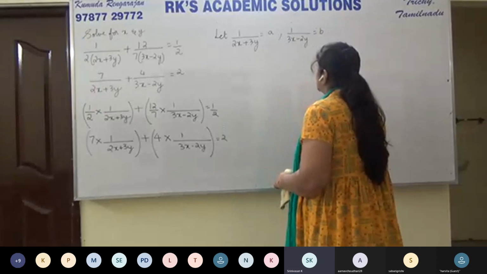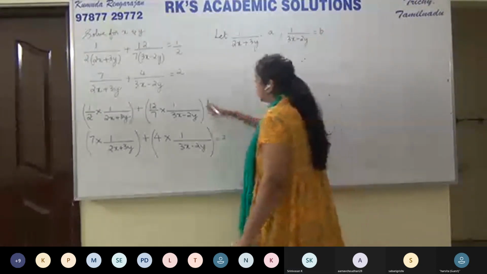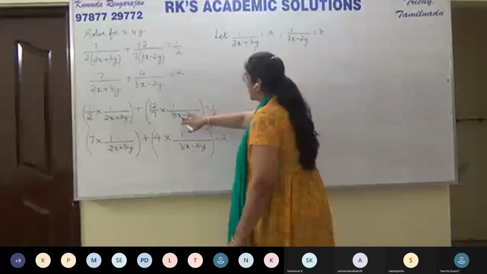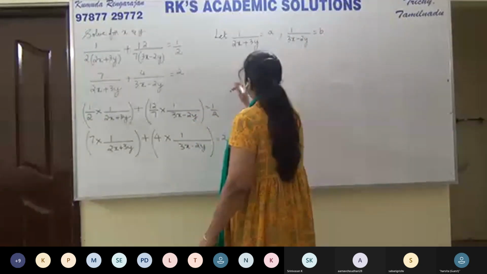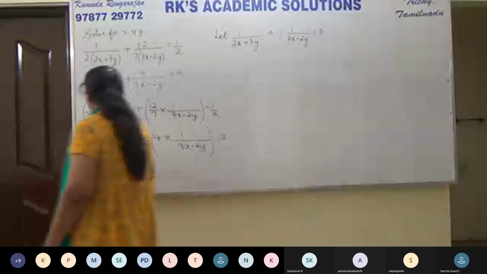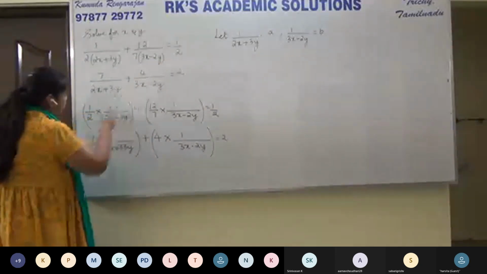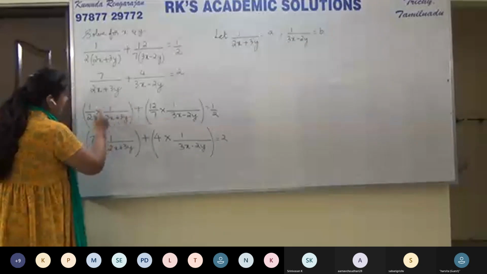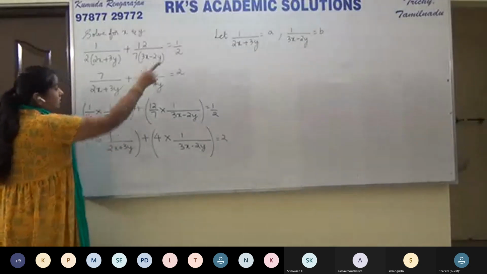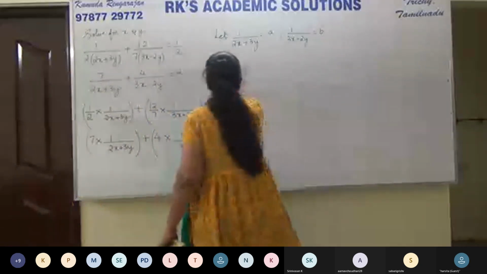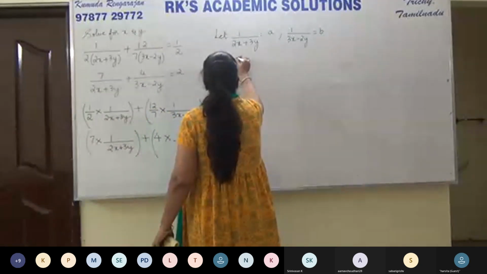Now we are going to rewrite the two equations, introducing A and B. So how will it look? See here, 1 by 2 into, this one is called what? This whole thing, 1 by 2x plus 3y, is called A. So it's going to be 1 by 2 into A.